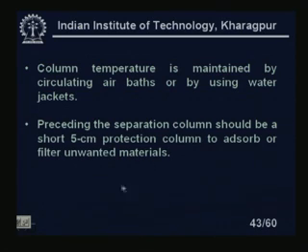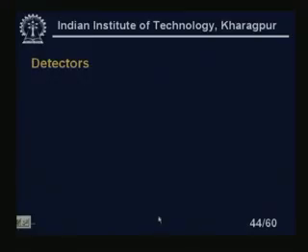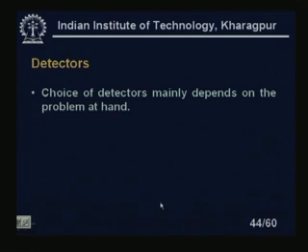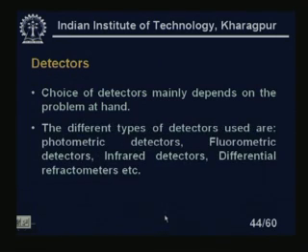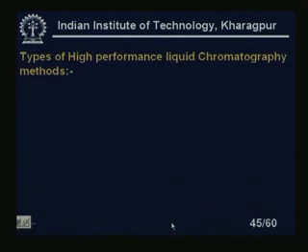If you go back to the initial slide, you will find in the instrumentation system we have a filter. This will filter all the unwanted materials. Detectors: the choice of detectors mainly depends on the problem at hand. The different types of detectors used are photometric detectors, fluorometric detectors, infrared detectors, and differential refractometers.